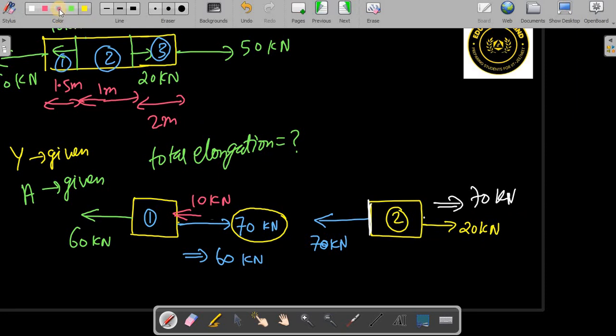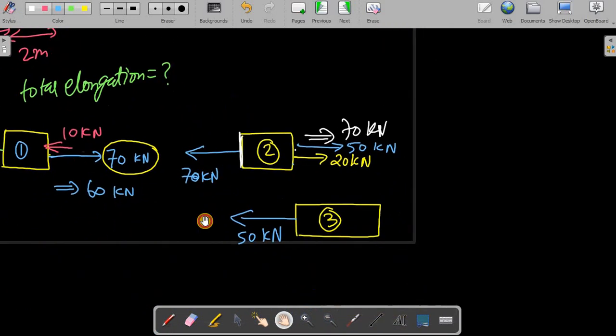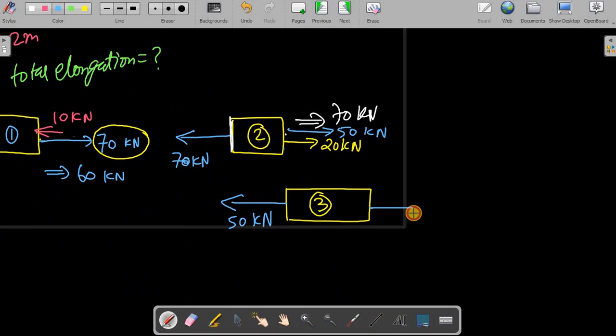That means you have to add the internal force of 50 kilonewton, right? Now go to the third body. On the third body, we have to add a 50 kilonewton internal force like this way. Okay. Then this side, how much is it? Just check. This side is 50 already acting, right? It is balanced. It gets balanced in this manner.